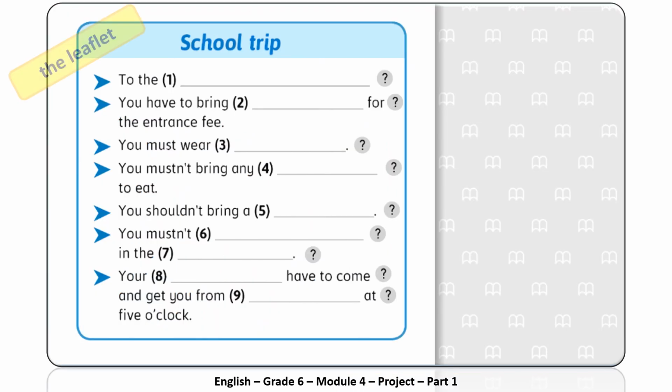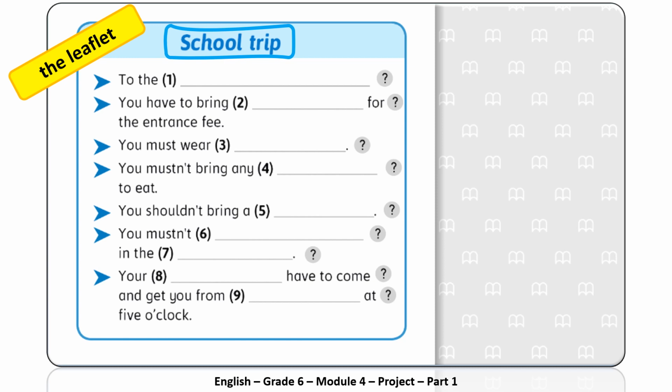This is the leaflet that we need to complete. As you can see, there are 9 missing pieces of information that we need to find from Hessa's email. This leaflet is about a school trip. So, let's go to number 1.